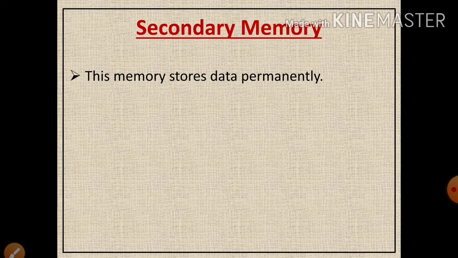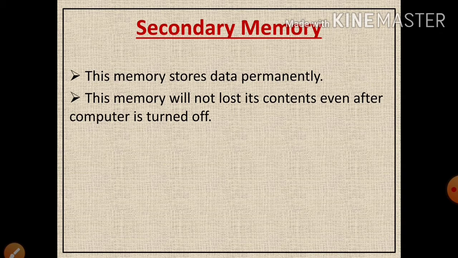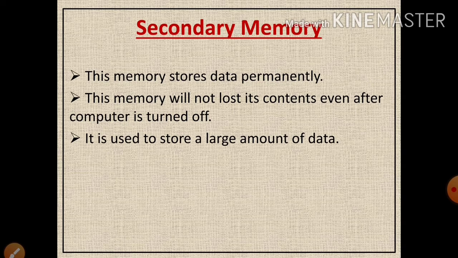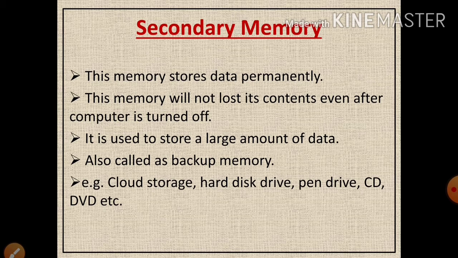This memory is a permanent memory as the content on this memory is not lost even after the computer is turned off. This memory stores a large amount of data, hence it is also called backup memory. The examples of secondary memory are cloud storage, hard disk drive, pen drive, CD, DVD, etc.